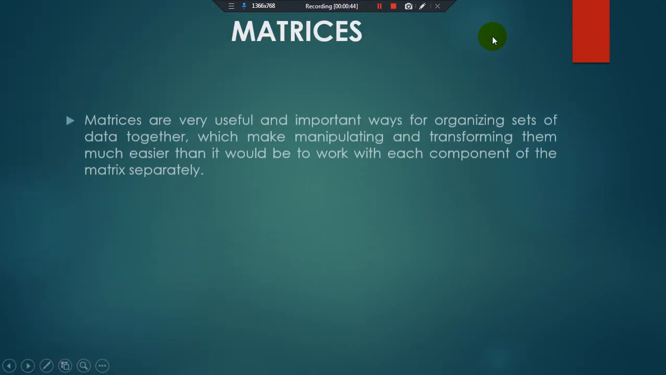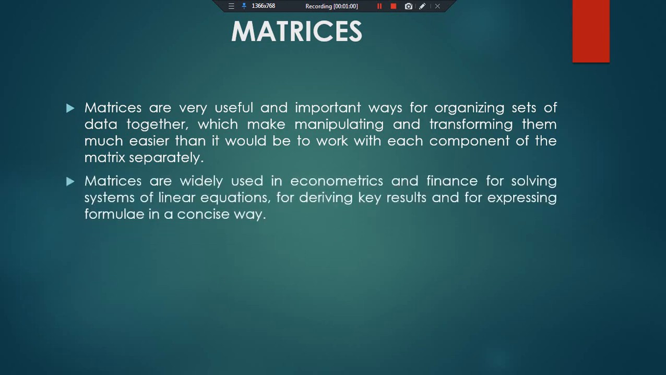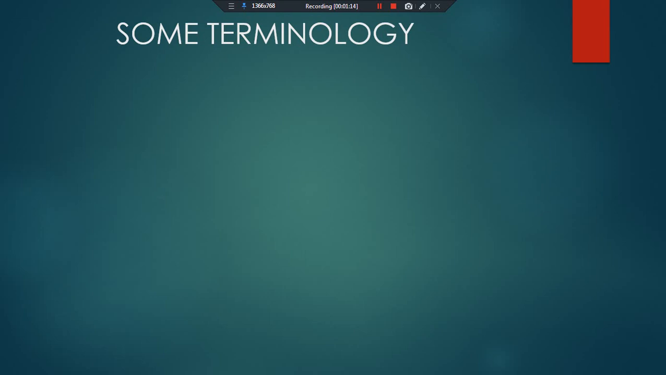Okay, matrices. Matrices are very useful and important ways for organizing sets of data together, which make manipulating and transforming them much easier than it would be to work with each component of the matrix separately. Matrices are widely used in econometrics and finance for solving systems of linear equations, for deriving key results, and for expressing formulas in a concise way. Some of the main terminologies of matrices.